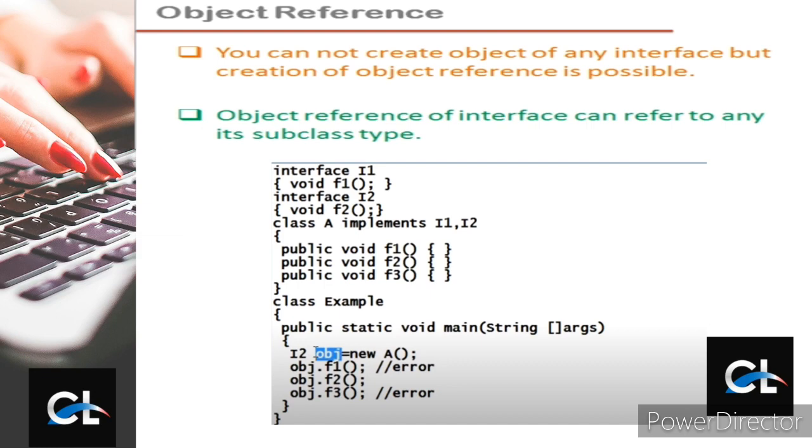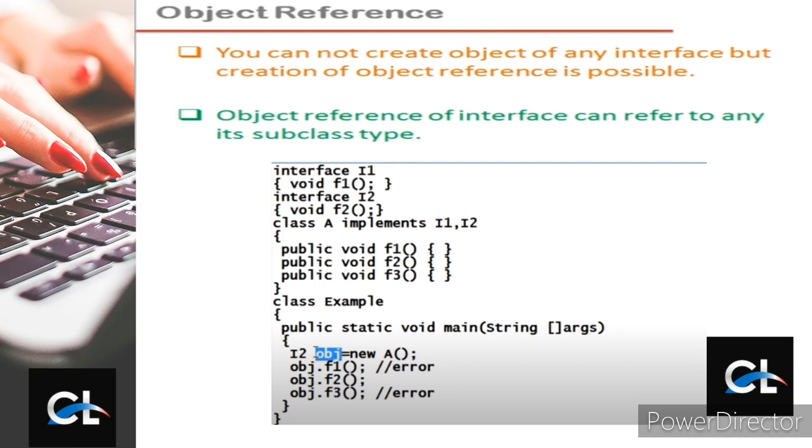Because from the beginning I told you, whatever method or variable we are using in an interface, all are public and abstract by default. A can implement I1, I2, no issue here. But when we use obj as a reference variable and assign it, under this interface, whatever methods are there, we can access them from the class example.